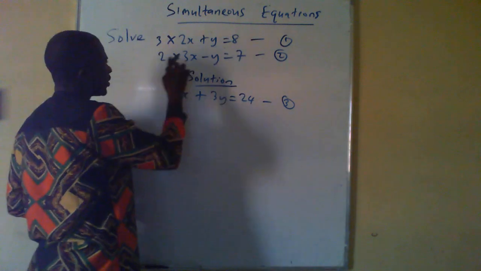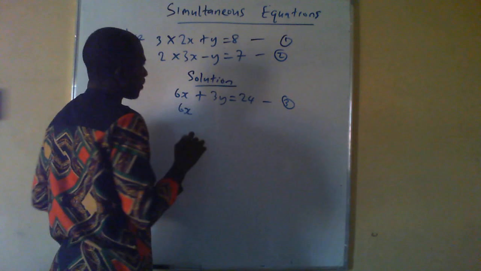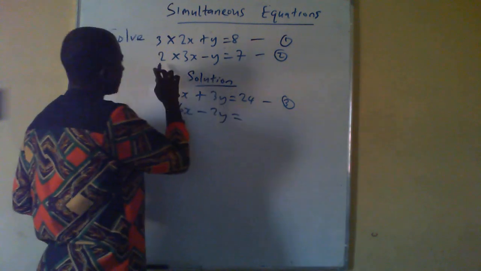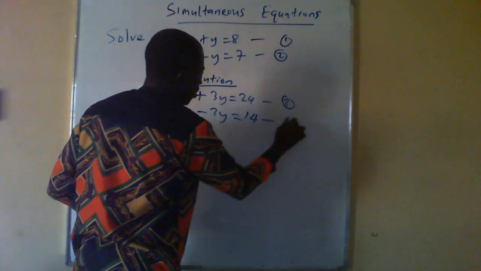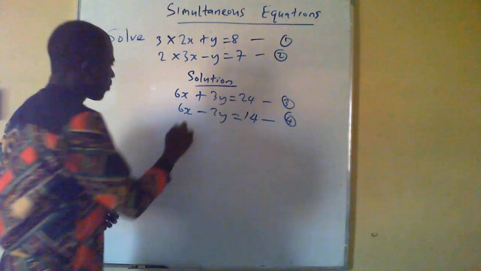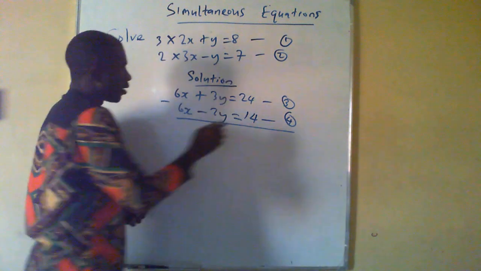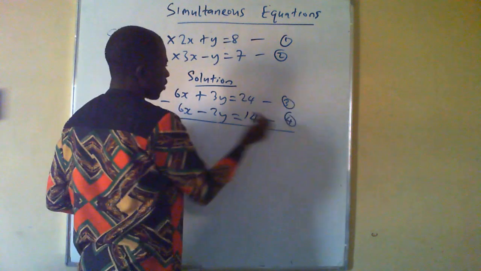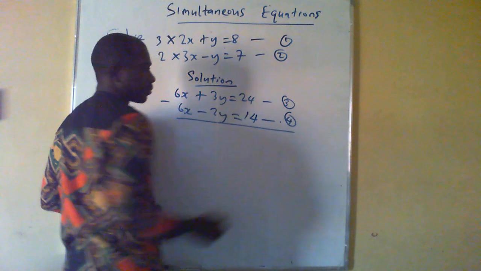Next, 2 times 3 is 6x. Then 2 times minus y is minus 2y. The last one, 2 times 7, is 14. And this one becomes equation 4. So we're making progress. The next step is we're going to subtract equation 4 from equation 3.